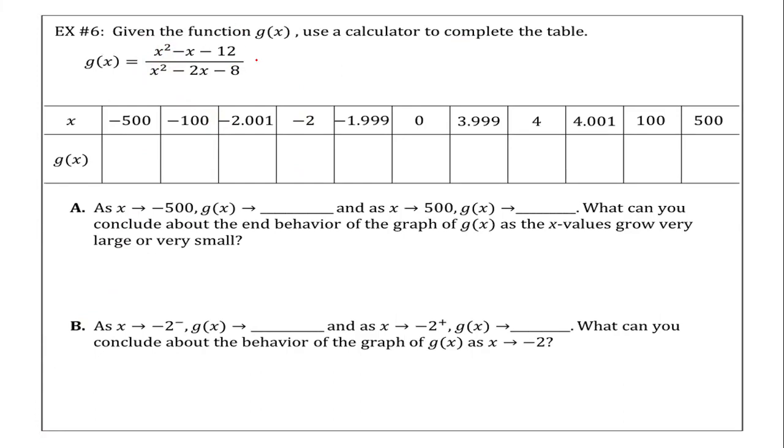So I'm asking myself what multiplies to give me negative 12, but adds to give me negative 1. What multiplies to give me negative 12? Negative 4 and 3. Perfect. x minus 4 and x plus 3, because negative 4 times 3 is negative 12, and negative 4 plus 3 is negative 1. Okay. What multiplies to give me negative 8, but adds to give me negative 2? Negative 4 and positive 2.